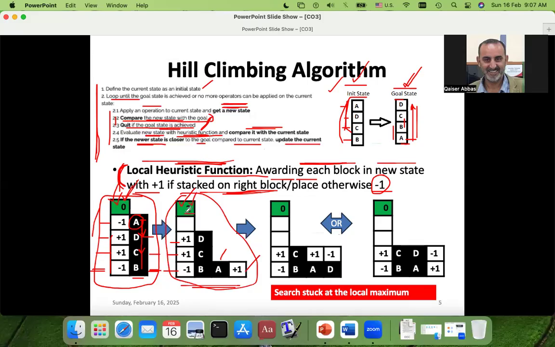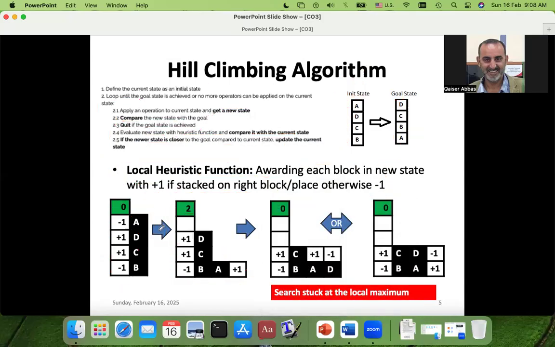The heuristic cost of this state is 2. And now you will compare this heuristic cost with the previous one. Is 2 an improvement as compared to the previous one? Yes, it is an improvement. And then you will keep this. Your hill climbing will compare it with the current state. If the new state is closer to the goal or gives you improvement, in easy words, then update the current state. So now we have updated from this state to this state. I am removing this whole drawing again. The algorithm moved from this state to this state. Now this is the current state.